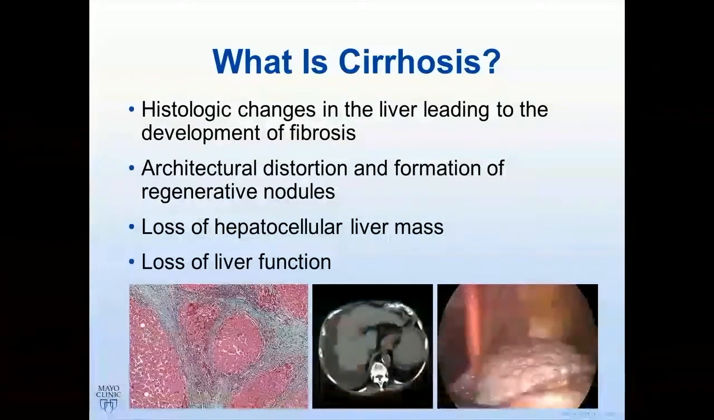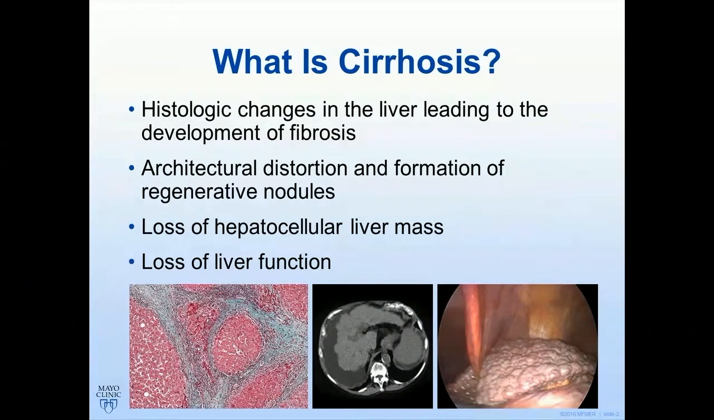So really probably the most common question I get asked from patients is, what is cirrhosis? So just as a quick reminder, it's histologic changes in the liver leading to the development of fibrosis, which ultimately leads to architectural distortion and formation of regenerative nodules, giving the characteristic CT findings and macroscopic findings we see here in the pictures below. Ultimately, this results in a loss of functional hepatocellular mass and loss of liver function.